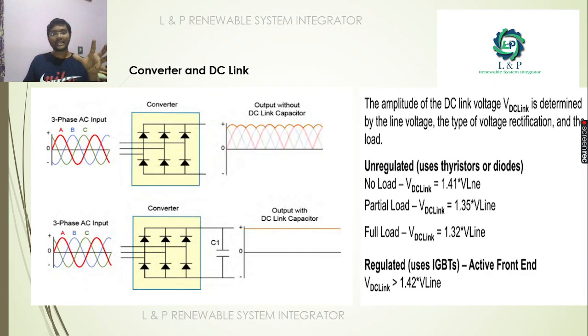So as we saw earlier, the converter will convert AC into DC. But if we don't add any capacitors, the DC will be like this only. If you want a clean DC output, for that purpose we are using these capacitors.